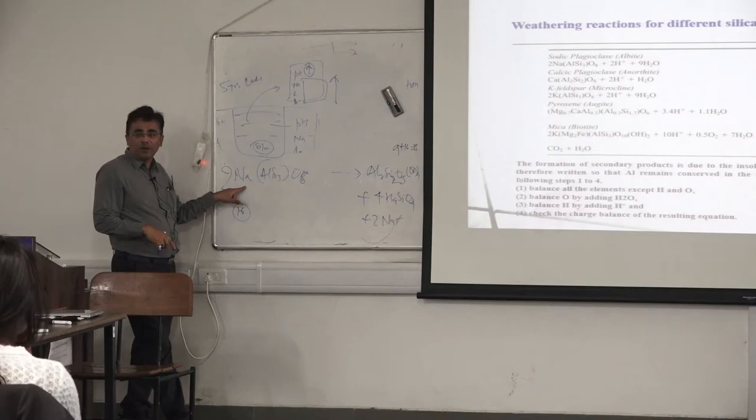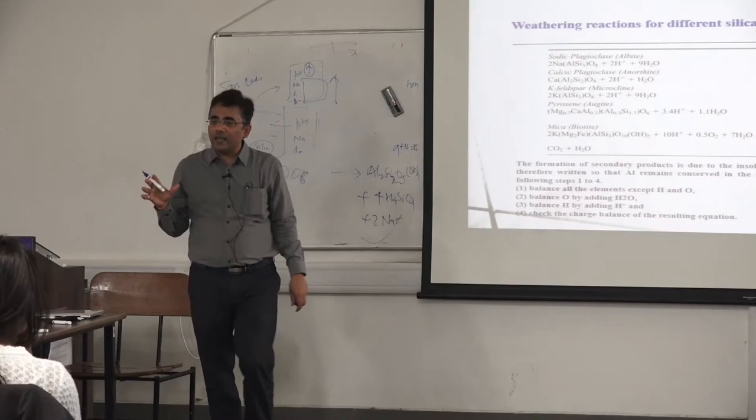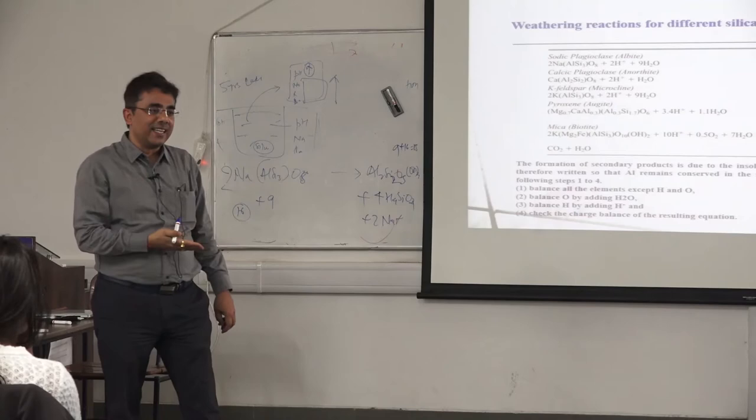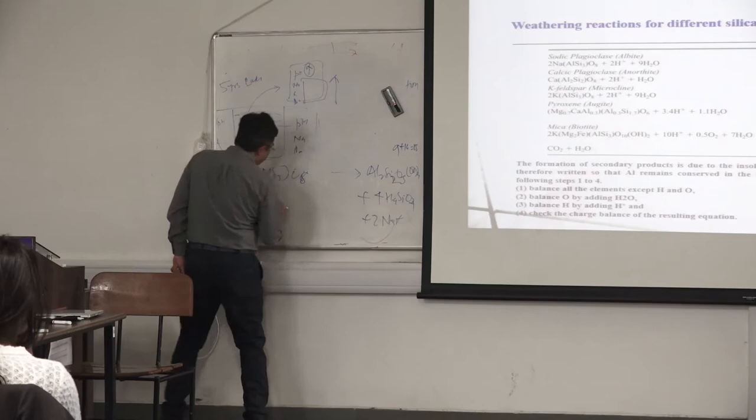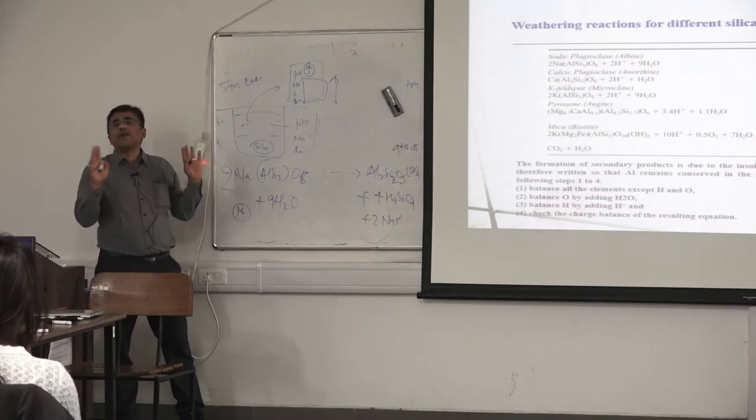So how will we give the oxygen? In the form of an oxygen cylinder? How will we provide oxygen to that reactant? With water, right? So we will add water. So 9H2O. So now we know that 9H2O is given. Now calculate H plus and you are done.